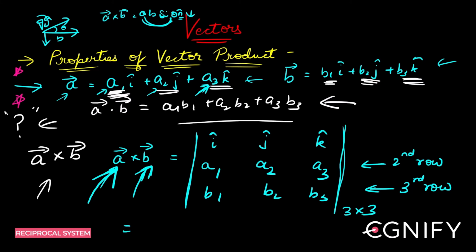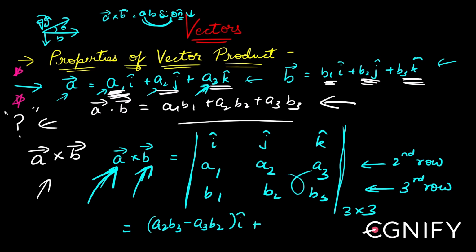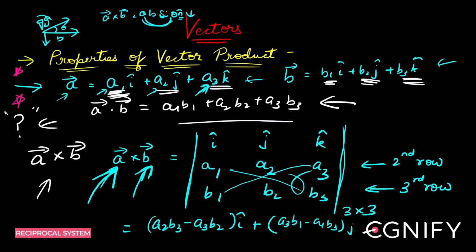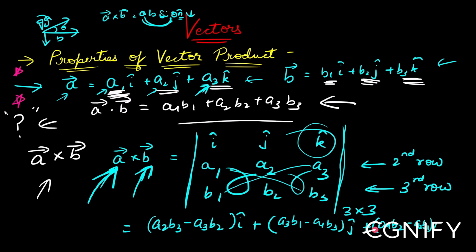And if you already know how to take the determinant, you would know that the determinant of this matrix is nothing but this: A2 B3 minus A3 B2, basically cross multiplying these two. Then taking a minus sign, now cross multiplying and subtracting this product, that's A3 B1 minus A1 B3 J cap, plus taking this K cap and taking the cross product of these two in this manner. So basically A1 B2 minus A2 B1 K cap.